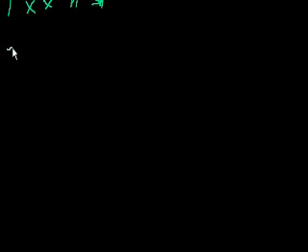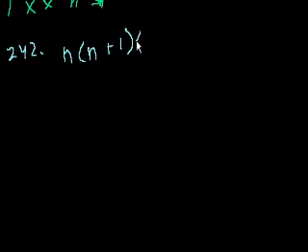Problem 242. If n is a positive integer, then n times n plus 1 times n plus 2 is. Okay, they have a bunch of options: what happens when n is even, when n is even only, when n is odd. So they want us to see what happens when n is even or odd.